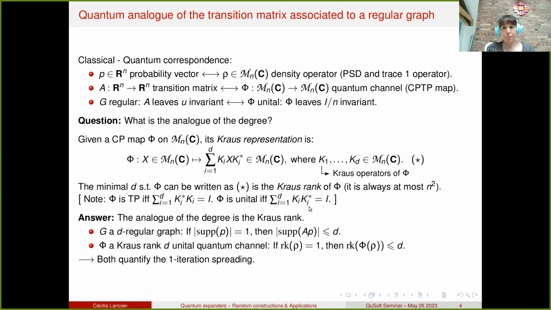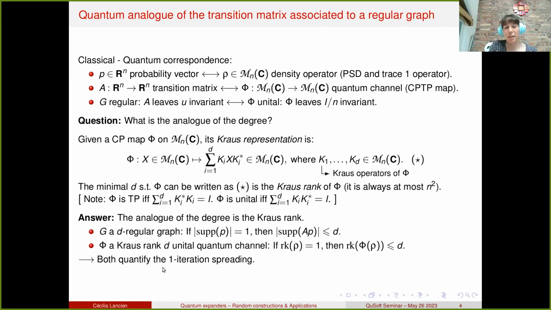Okay, so now that we have recalled exactly what this Kraus rank of a quantum channel is, what I'm claiming is that in the quantum setting, the analog of the degree of the graph is actually going to be the Kraus rank of my quantum channel. And maybe one way of justifying this is that it's easy to see that the two quantities, the degree and the Kraus rank, actually quantify the same thing, namely how much your dynamics can spread in one iteration.